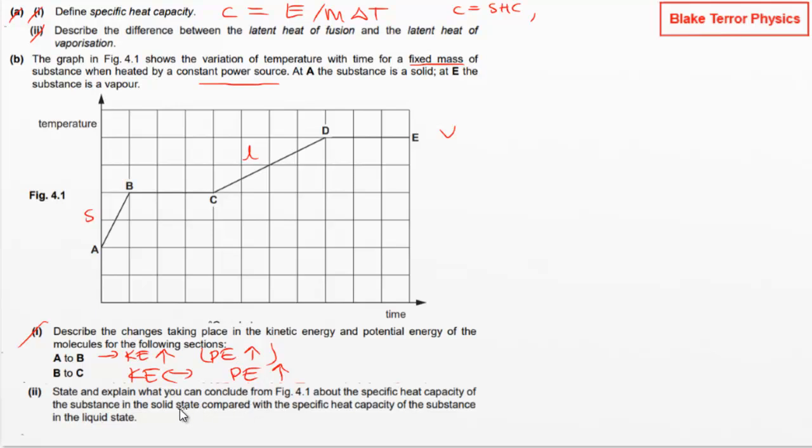Then we've got the next question. State and explain what you can conclude from figure 4.1 about the specific heat capacity of the substance in solid state compared with liquid state. Okay, so we've got a gradient here, so let's go up here.